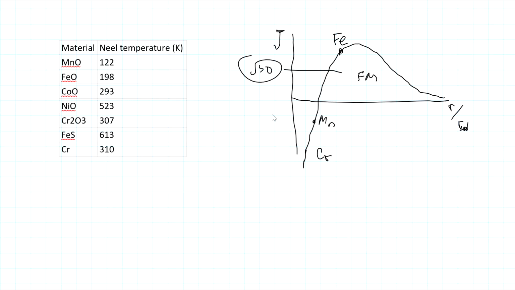Obviously, the stronger the interaction is, the stronger the ordering is, and the higher the anneal temperature. So you can see that if you look at the manganese oxide, and we'll talk about this specific material closer to the end of this lecture, that is a fairly low temperature in Kelvin. So room temperature, if you remember, let me write it down, is approximately 300 Kelvin.